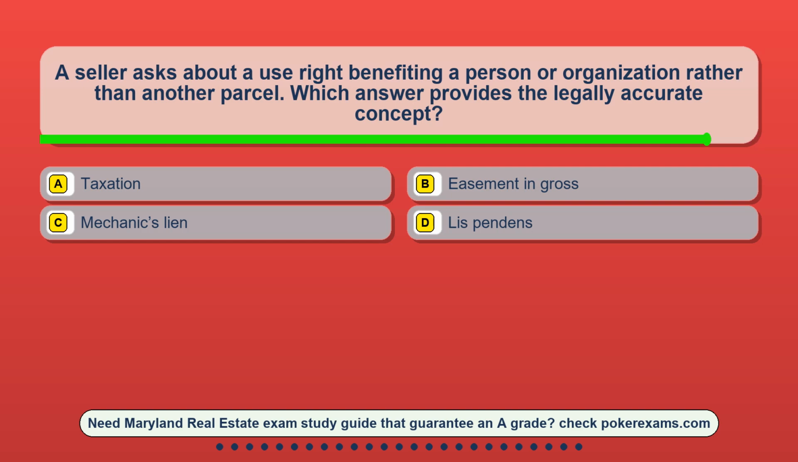Question 1. A seller asks about a use right benefiting a person or organization rather than another parcel. Which answer provides the legally accurate concept? Option A, taxation. Option B, easement in gross. Option C, mechanics lien. Option D, lis pendens.